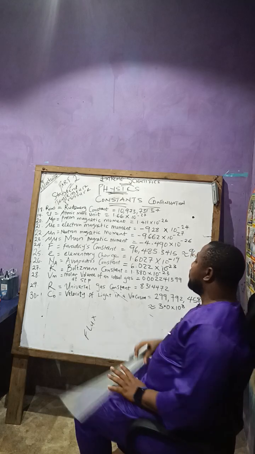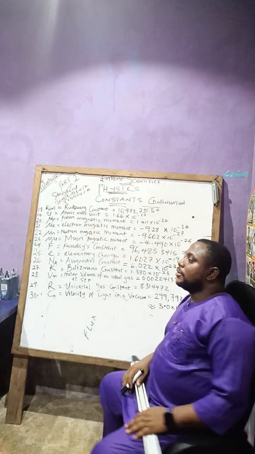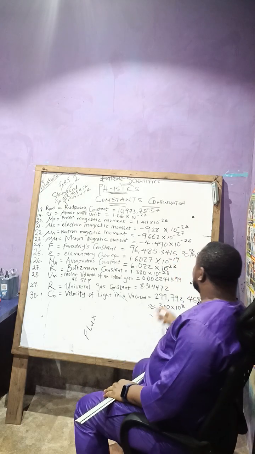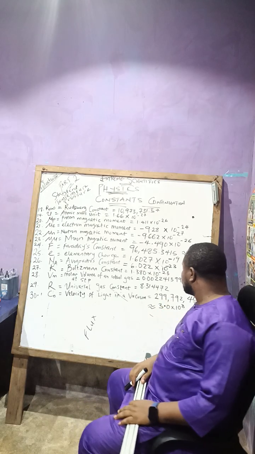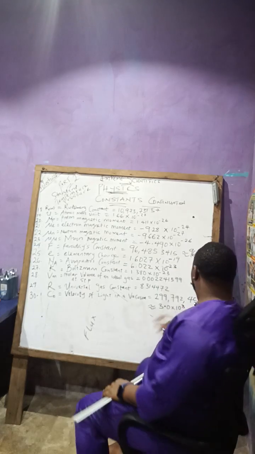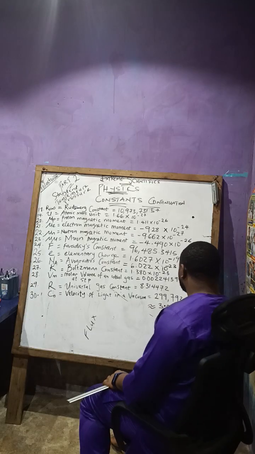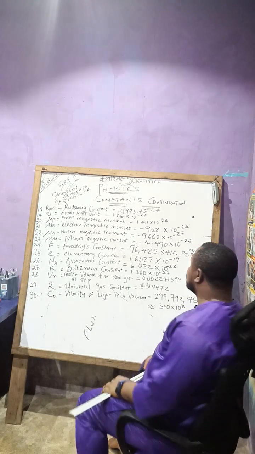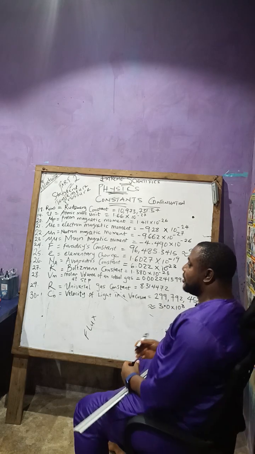Lowercase c naught. Velocity of light in a vacuum. 299,000. Sorry, 299,792,458. Again. 299,792,458 units. Good. Most times they put this in meters per second.